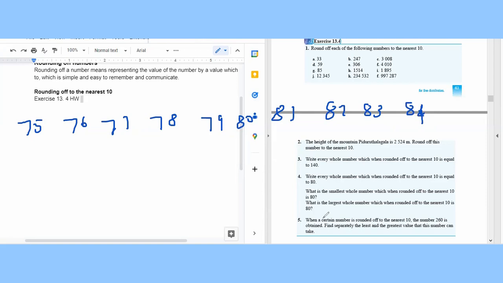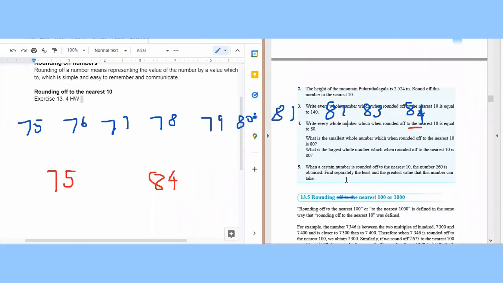Next, what is the smallest whole number which when rounded off to the nearest 10 is 80? So the smallest whole number will be 75. 75 is the smallest whole number that would give you 80 when you round it to the nearest 10. Then what is the largest whole number which when rounded off to the nearest 10 is 80? So that is 84. So 84 is the largest whole number which when rounded off to the nearest 10 is 80. So that is question number 4.